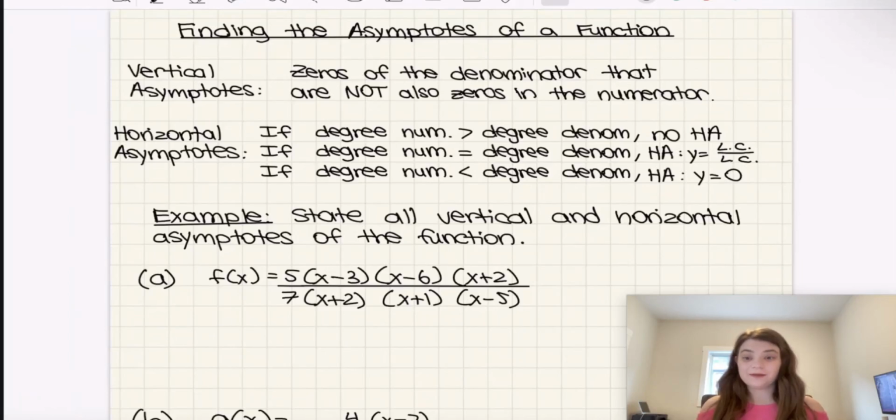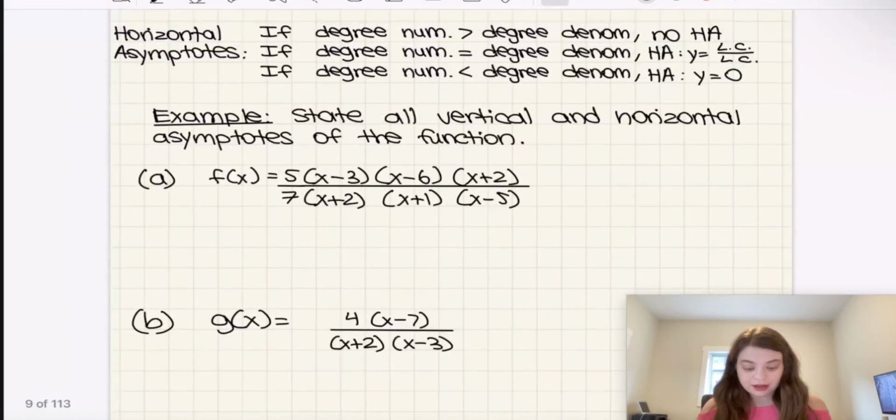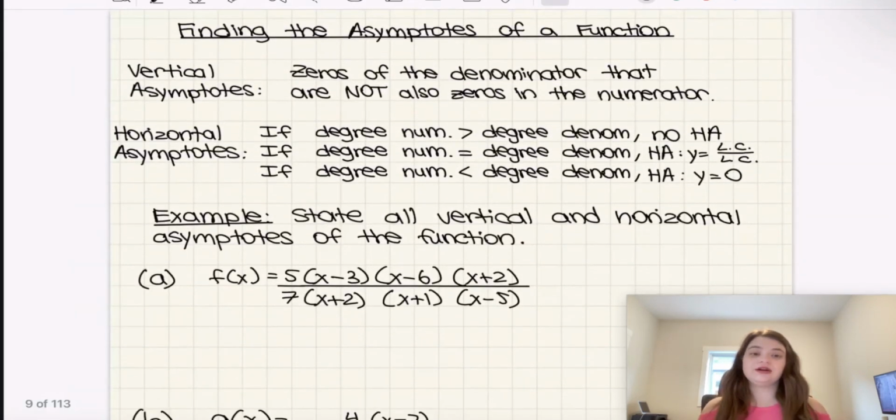Hello, everyone. Welcome back. Today, we're going to find the asymptotes of a function. Actually, in fact, we're going to find the asymptotes of these three functions here. But first, I want to just talk about the criteria for what is or isn't an asymptote.